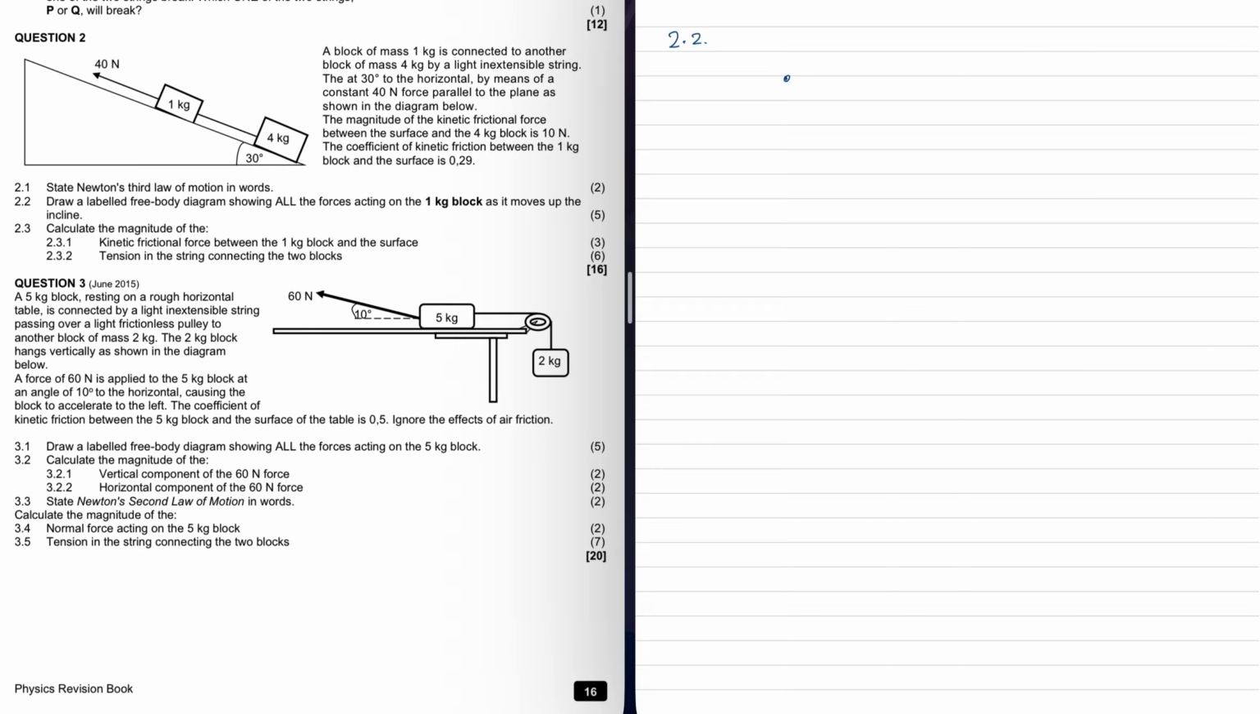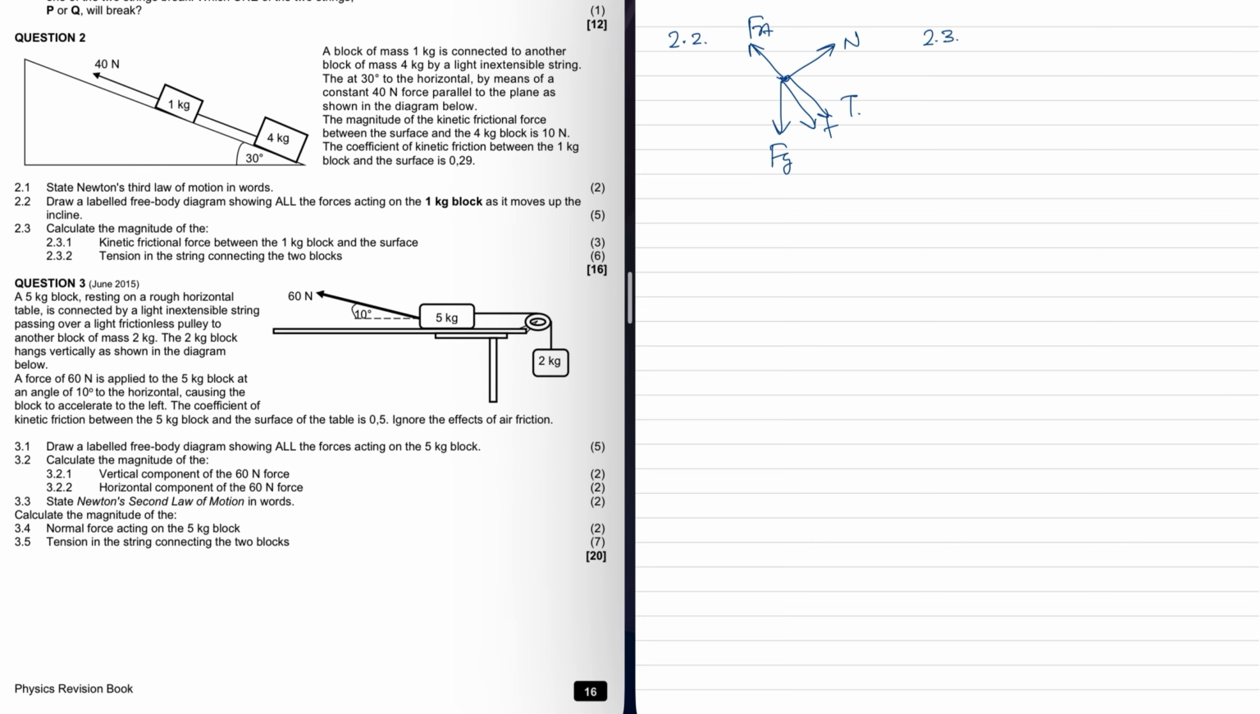So on the 1 kilogram block, there's going to be the normal force acting up the slope. There's going to be force applied. There's going to be the force of gravity. There's also going to be friction, and there's going to be tension. So there's going to be 5 forces essentially.